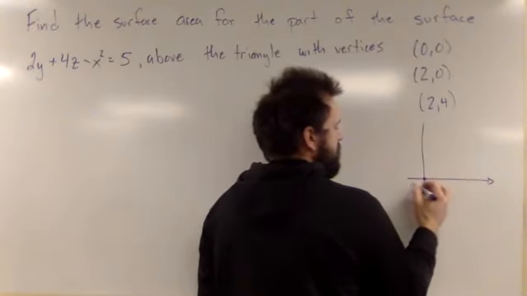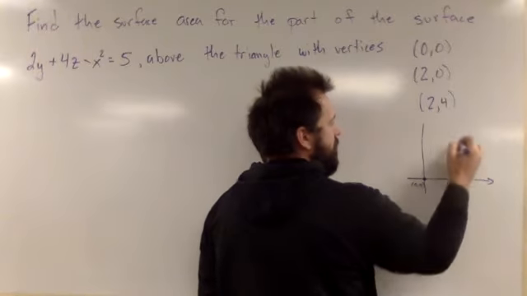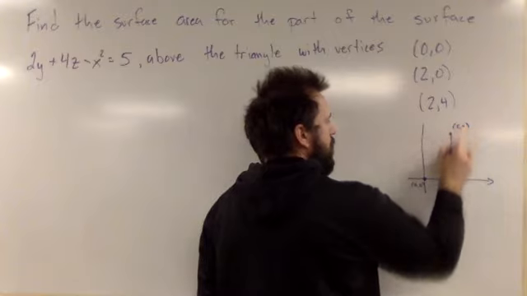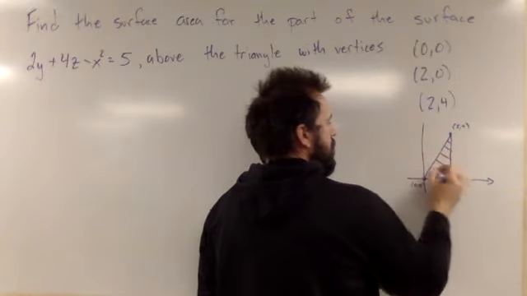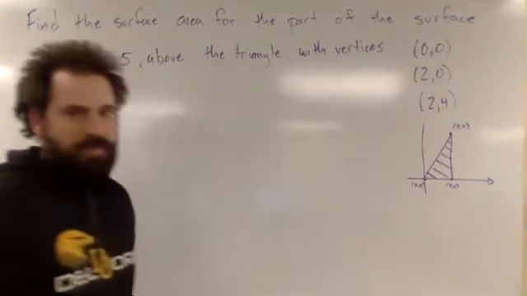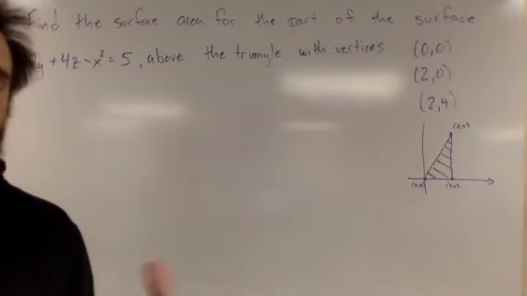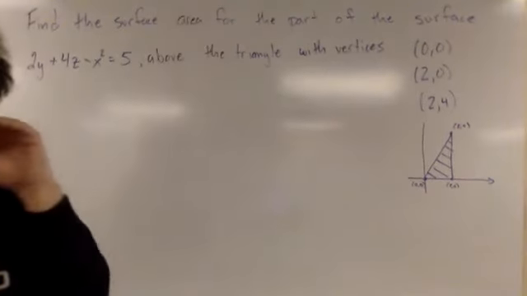So I have here at (0, 0). I'm over here at (2, 0). Then I'm up here at (2, 4). So I'm bounded by that triangular region. That's the base. I wanted to say, okay, well, this surface, what's the surface area above that region?